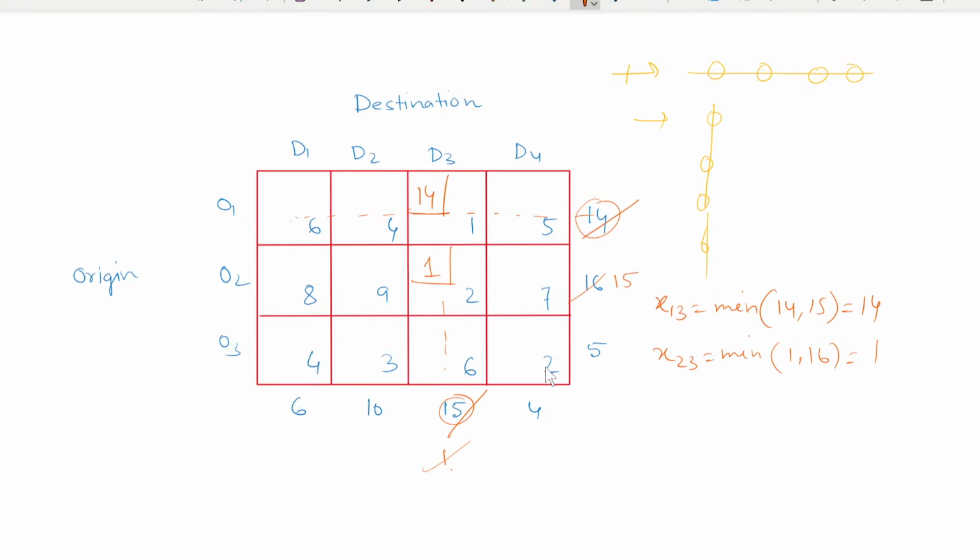Now we find the next minimum element from all over the matrix. The third minimum element is this 3. So this 3 is the next minimum element. Now we allocate here, the cell number x32, which is equal to the minimum of 10 and 5. The minimum of 10 and 5 is 5. Therefore we allocate 5 units here, and the availability from origin O3 is exhausted.